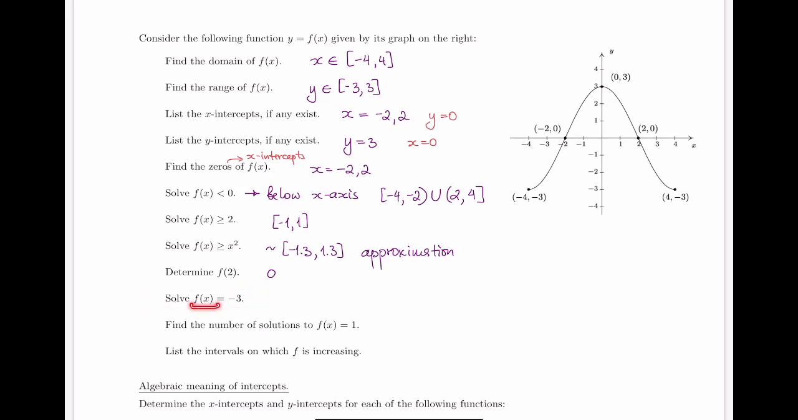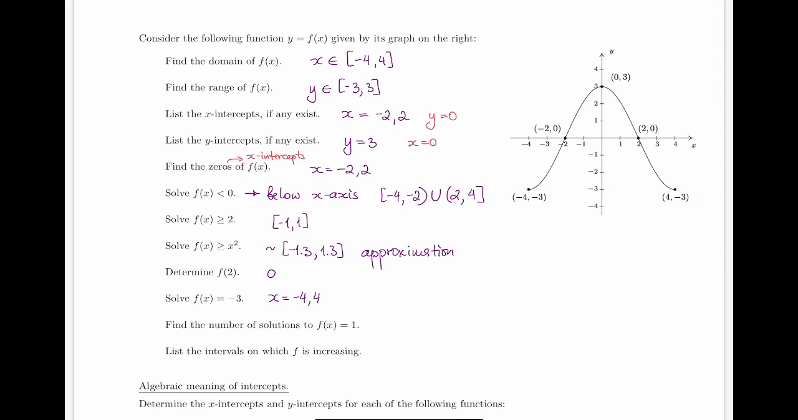f of x is my y value, so this is asking for what x values make the y value equal to -3. So -3 means this line right here. And then, of course, I see that I have two solutions, this point and this point. So x is equal to -4 and x is equal to 4.